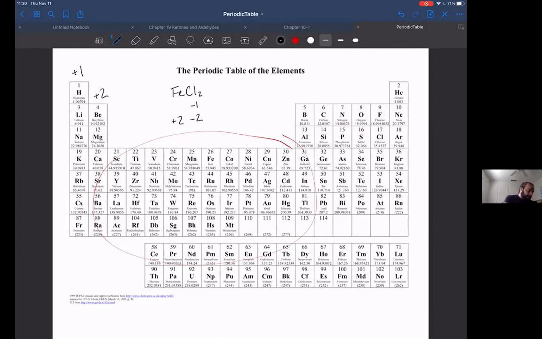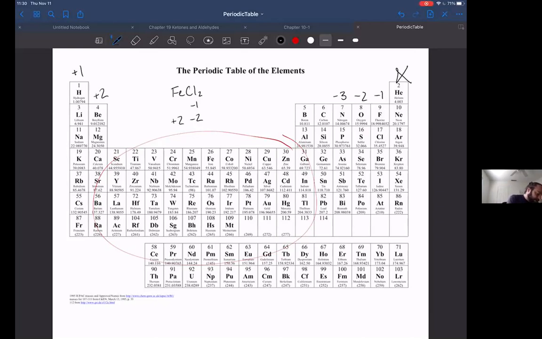If we work from the other side of the periodic table, the noble gases do not like to form ions. The halogens will form ions with a -1 charge. Keep on moving over. This column is a -2. And whenever we encounter it, although it's pretty rare, this column is a -3 charge. Okay.